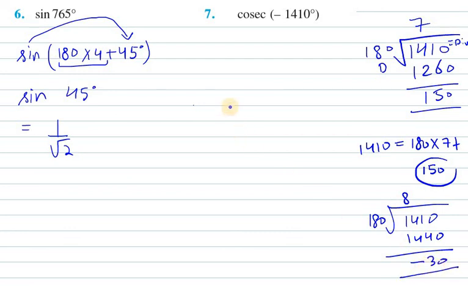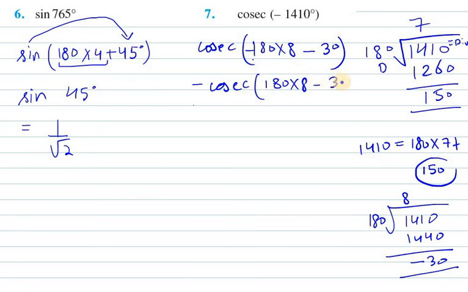So now we will write 1410 in terms of this. It will be 180 into 8 minus 30. So this is what we get after simplifying 1410. Now in this case we are given 180 into 8. You must know that in the fourth quadrant, we have cosec as positive. Therefore I will be taking the minus out and we are left with 180 into 8 minus 30 degree.